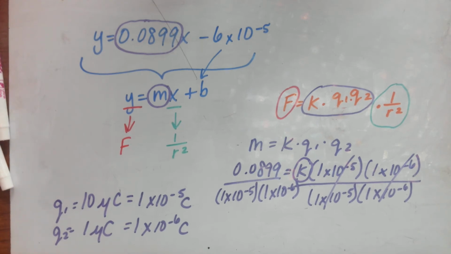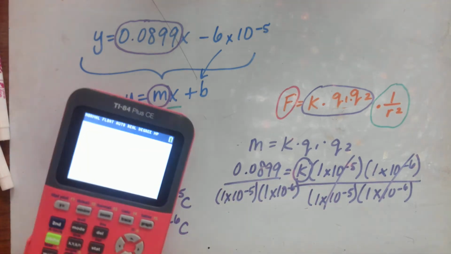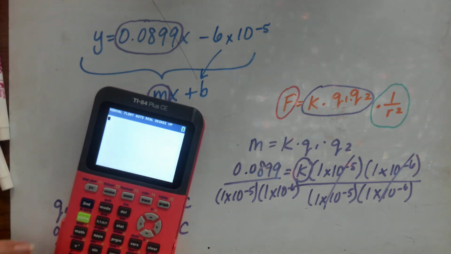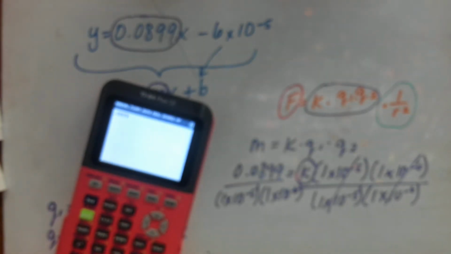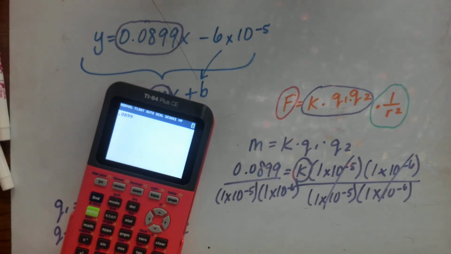Where's my calculator? I don't know what I did with my calculator. Sorry about that. Okay, so I'm going to start with 0.0899. Hopefully this will focus so you can see what I'm doing here. Let's autofocus. There we go.